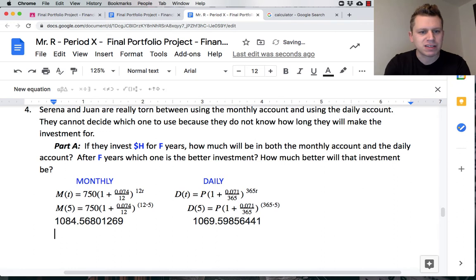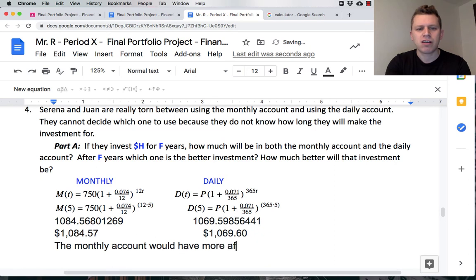Let's start rounding to see. Here I had $1,084.57. If I look at that penny, I need to round it up because of an 8. If I look at the next one, it's $1,069.59, which would round up to 60 cents because of that 8. So here I can see the monthly account would have more after 5 years. How much more?